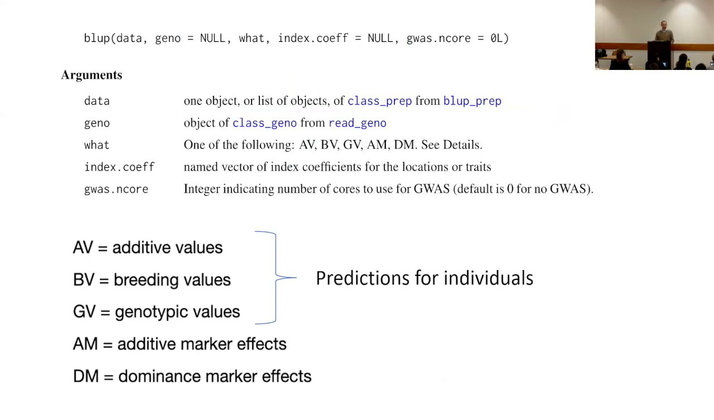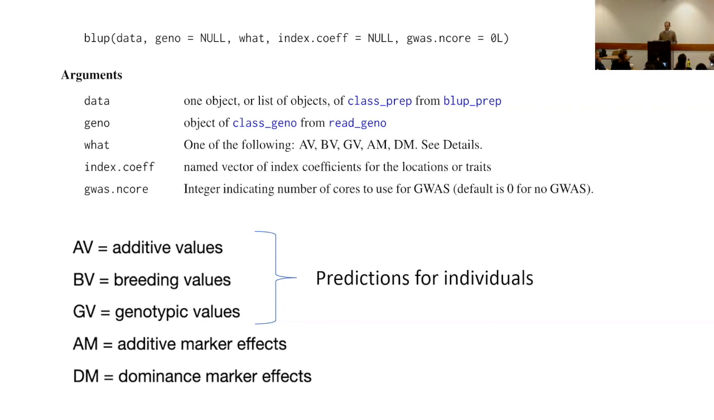So you have three options in terms of values, which are predictions for individuals. There's additive values, breeding values, which I think many of you know in polyploids are not the same as additive values because a portion of the dominance can be transmitted into breeding value. So if you have directional dominance in your model, it will include the appropriate fraction of the dominance in that prediction. And then genotypic values is the complete sum of the additive and the non-additive.